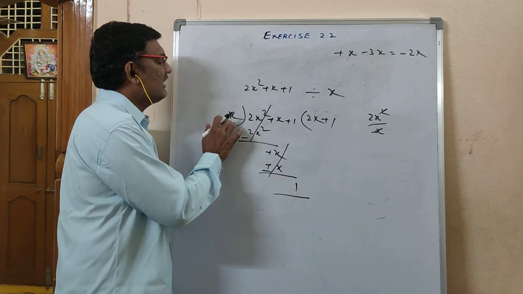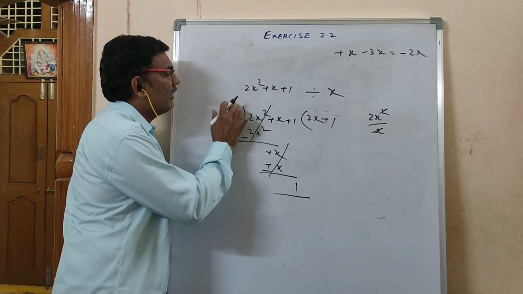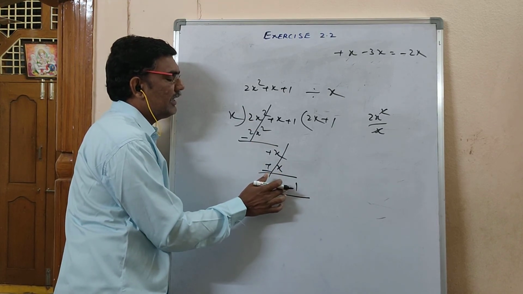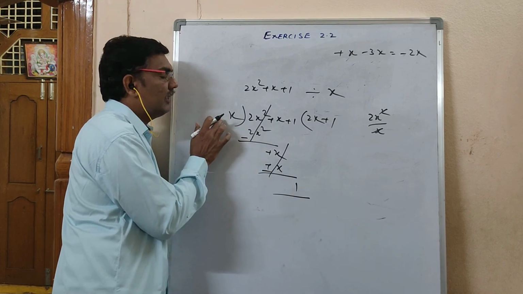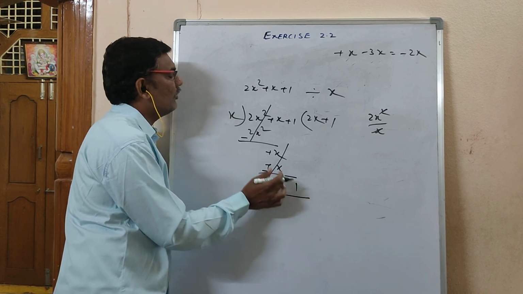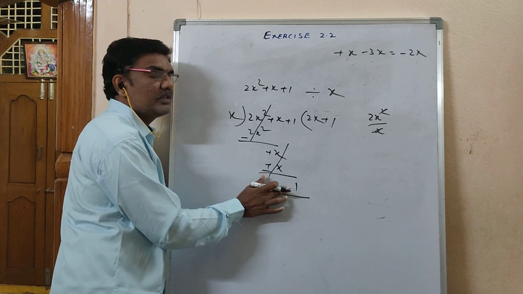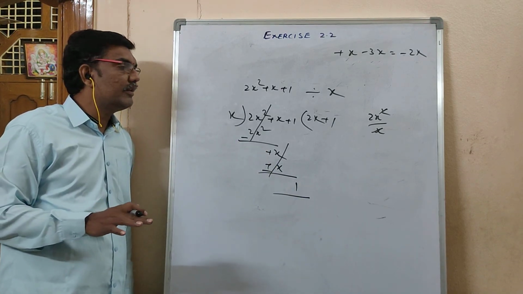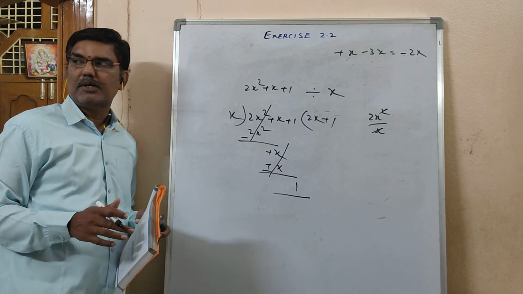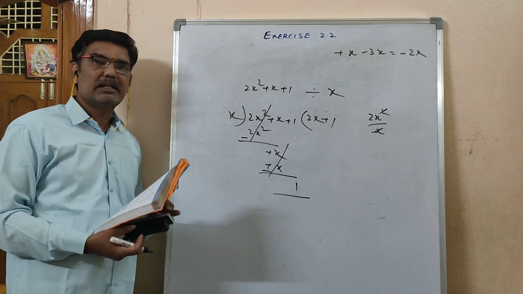See, the degree of this polynomial x is 1. The remainder's degree should be 1 less than the degree of the divisor. So, constant means its degree is 0. This degree is 1, so 1 is there, 0 is there. So, the division is completed. So, like this divisions you have to practice. We'll meet you in the next class. Okay.